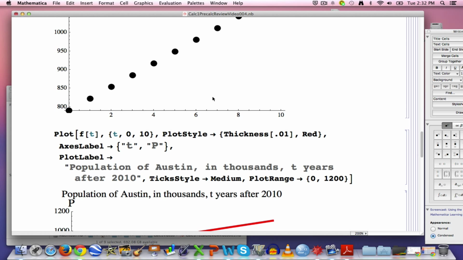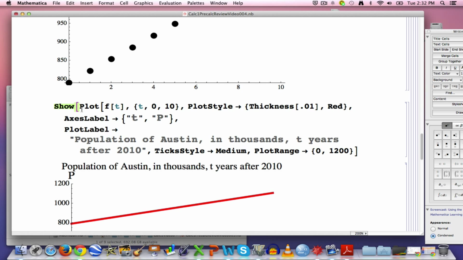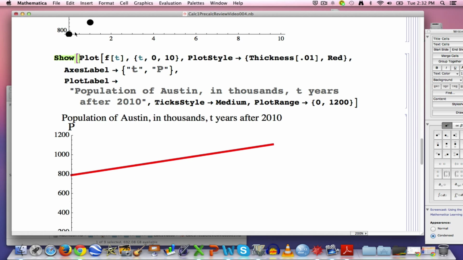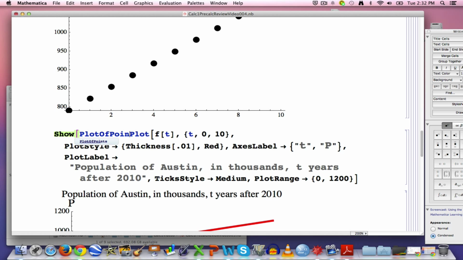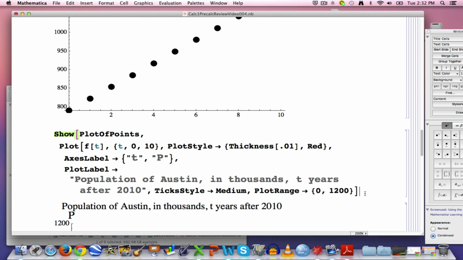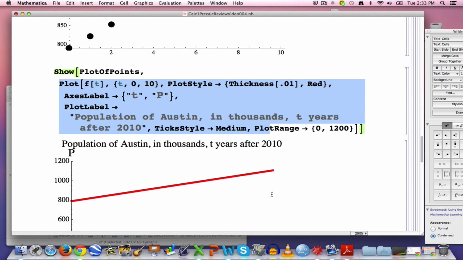I can combine graphs. Okay, here's the final punchline with something called Show. I can combine this plot, this line, with my plot of points. I can type plotOfPoints here, put a comma, and then put an n square bracket for the Show. So I've got two arguments inside the Show. The first argument is plotOfPoints, which is the variable that has the graph stored in it. And this plot was my original plot that looks like this. I want to combine these plots with Show, separated by a comma.